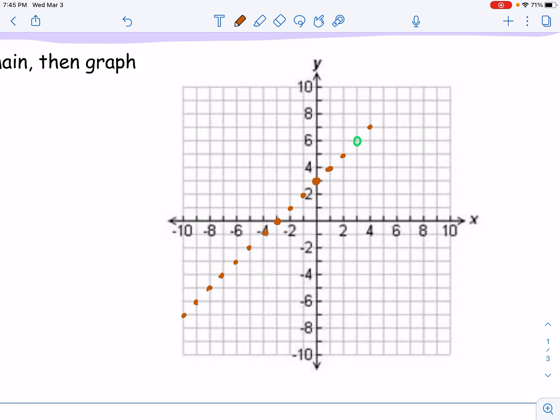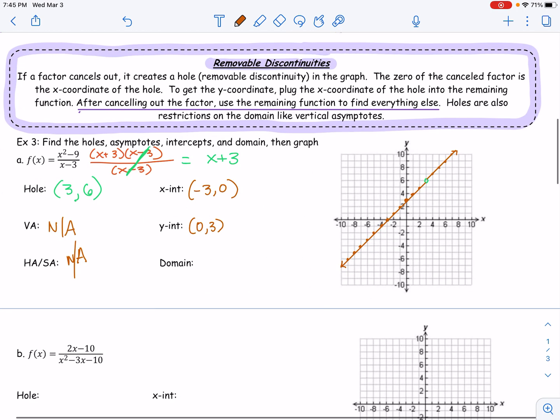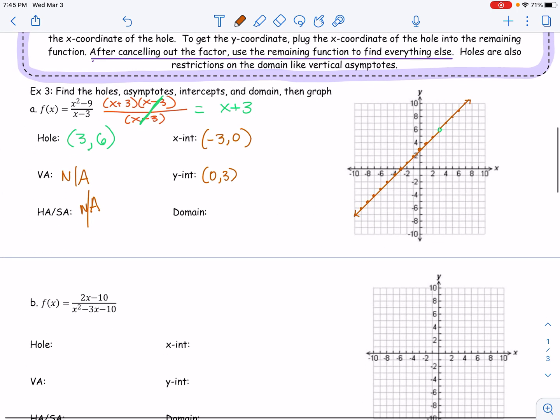And remember, I have that hole there, so what I want to do is connect everything together except for that hole. That hole is a removable discontinuity. So I treat it just like a vertical asymptote. So my domain here is negative infinity all the way to 3, that's where my hole is, and 3 to infinity.